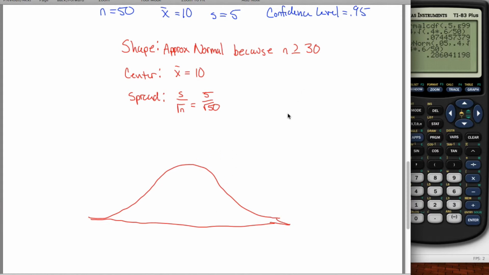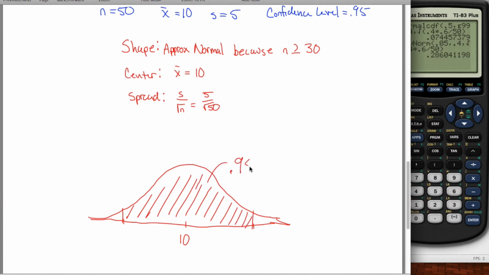So I'm trying to create a 95% confidence interval. I have this spot in here, the center, that's 10, and I want to pick some value way out here and some other value out here so that the area in between those 2 points is 95%. This area, this shaded region, 95%. I've got to find these two values.